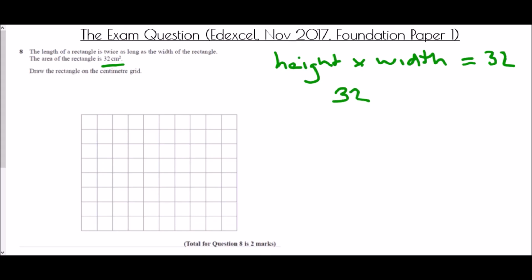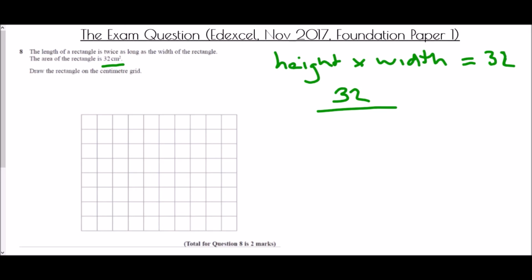Now, this is the most important thing. We've actually been told what the area is. So with it being a rectangle, we know that we have to do height times width to get the area. And so with height times width, we know we are multiplying two numbers together to get the value 32. The first thing we want to do is think of numbers which would multiply to make 32. This is like making a list of factors. So we want pairs of numbers that will multiply to make 32.